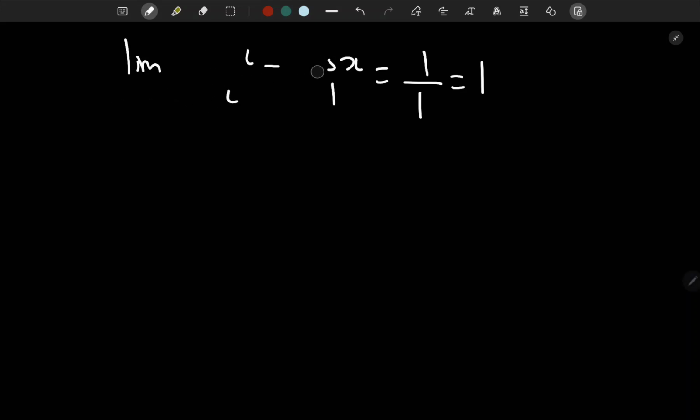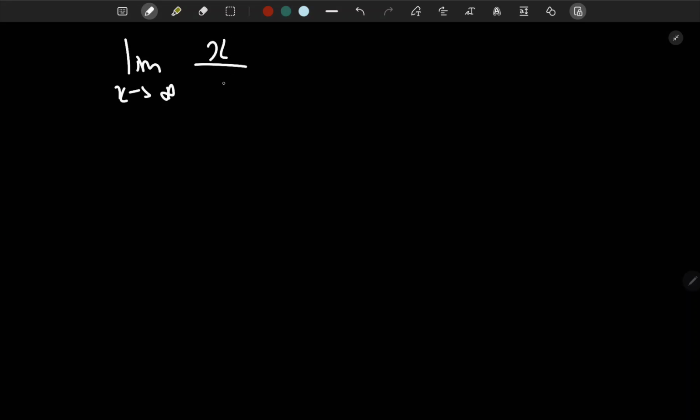Let's move on to the next question, where x is approaching infinity this time, and we have x over e to the power of x. Now again, if we do direct substitution, we will get infinity over e to the power of infinity, which is also infinity. So we'll get infinity over infinity, which we don't know what the answer is.